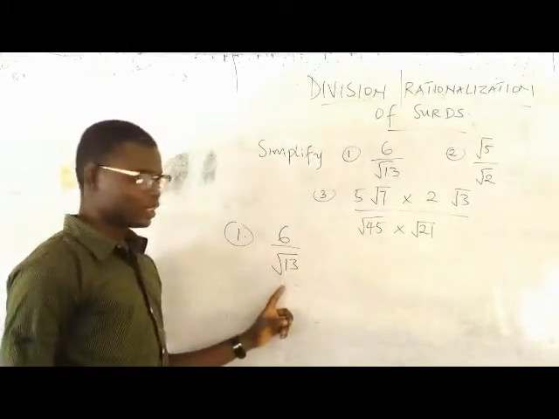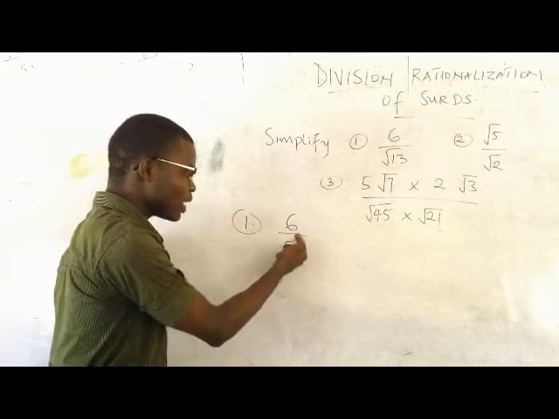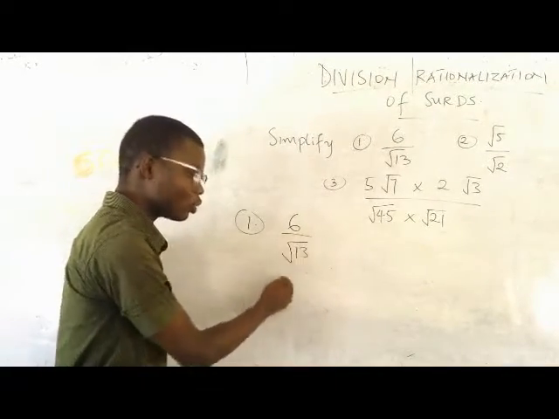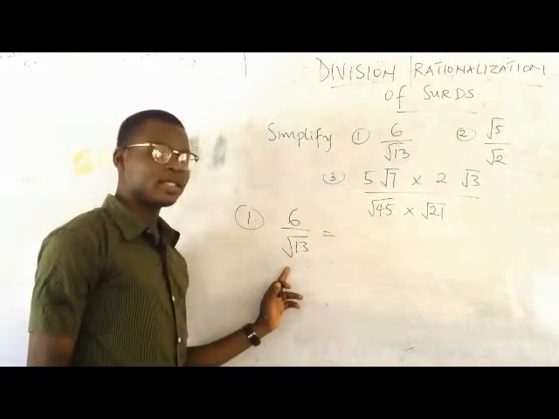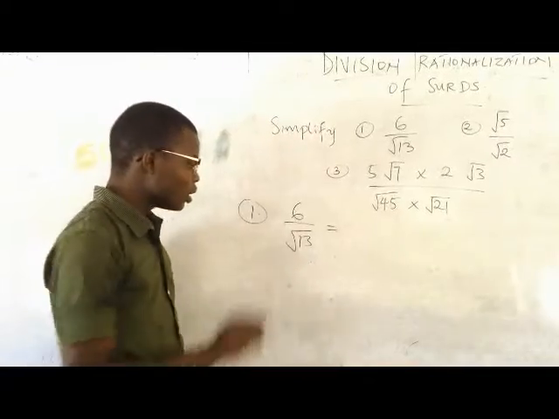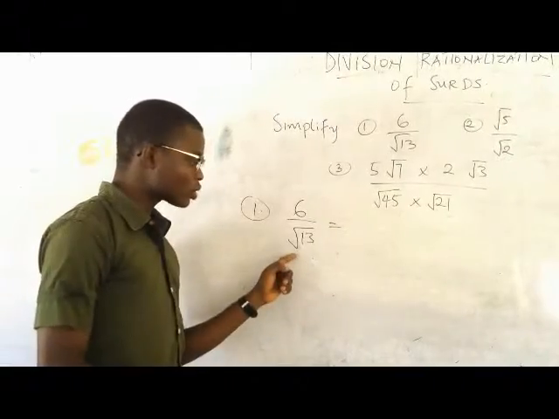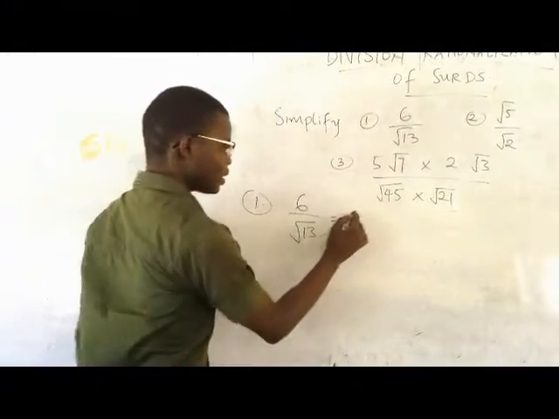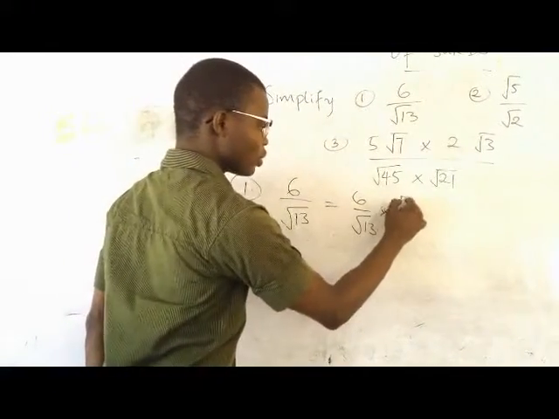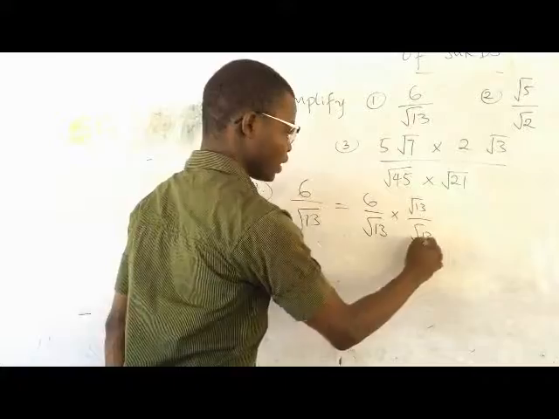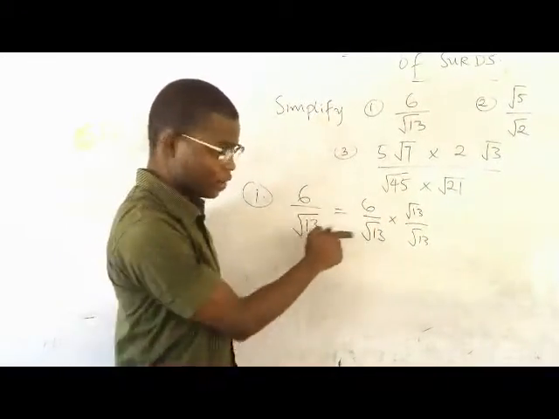Now, I want to divide this, or I want to rationalize this. It simply means I must do everything to take away the surd from the denominator. So how do I do this? Simple. To rationalize a single term, you multiply both the numerator and the denominator with the surd at the denominator. That is 6 over root 13 times root 13 over root 13. Can you see that now? I multiply the numerator and the denominator by the same thing at the denominator.